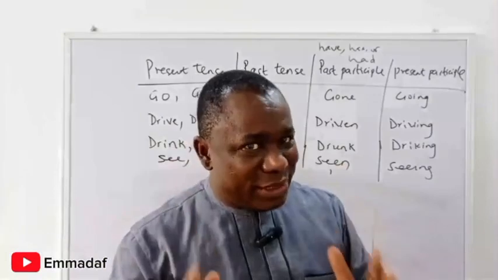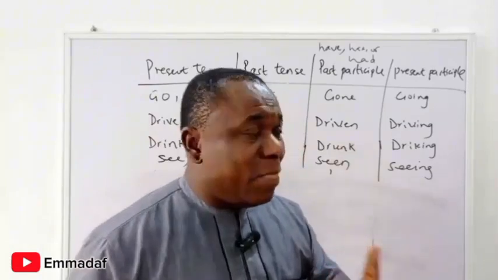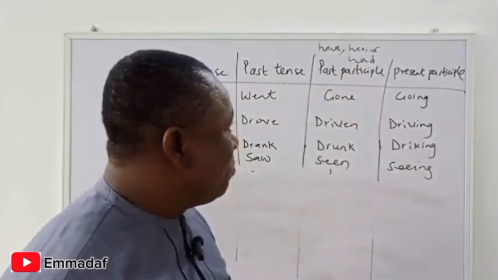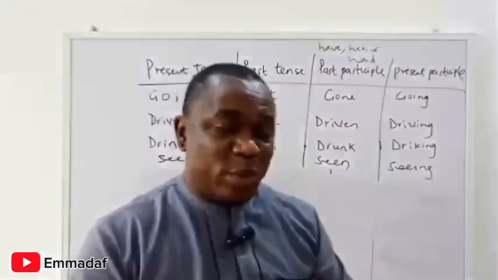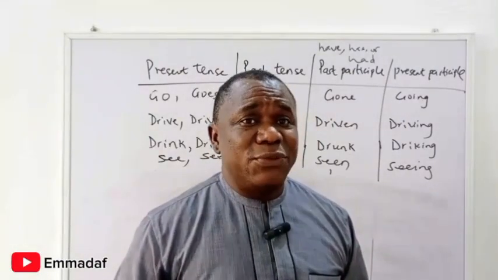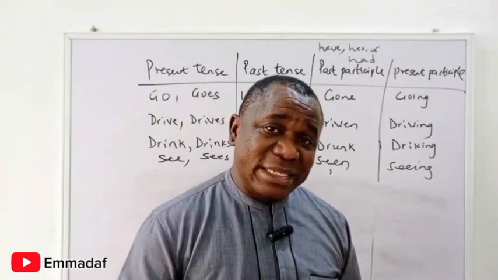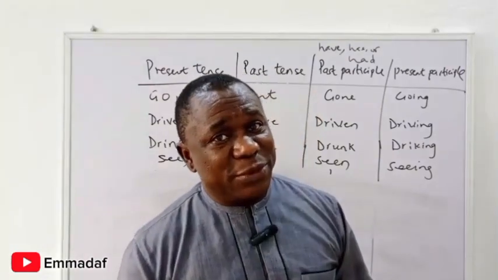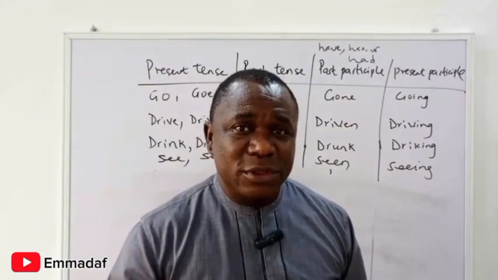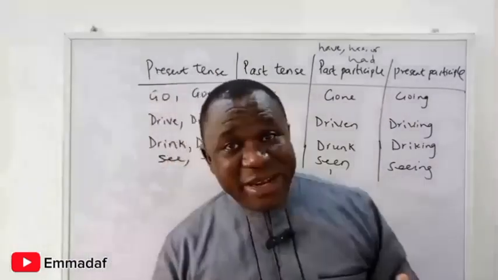Now, these are the key points about the principal parts. I want to re-emphasize. These are the key points. One, whenever you use any of these verbs in the past participle form, they must go with the auxiliaries. That's one. Now, the second point you need to keep in mind is that there is no formula to know the past tense and the past participle form of irregular verbs. You just have to make efforts to know them. For example, so you're looking at me right now, you're watching this video.